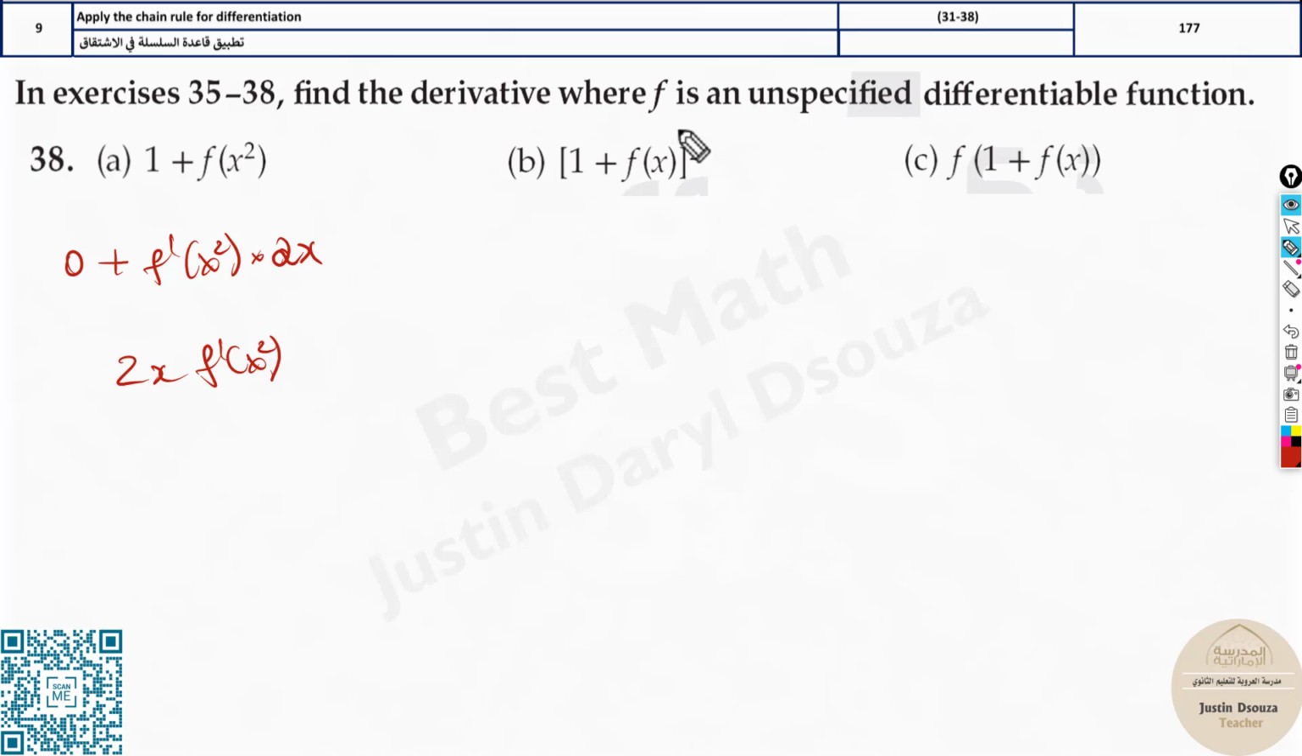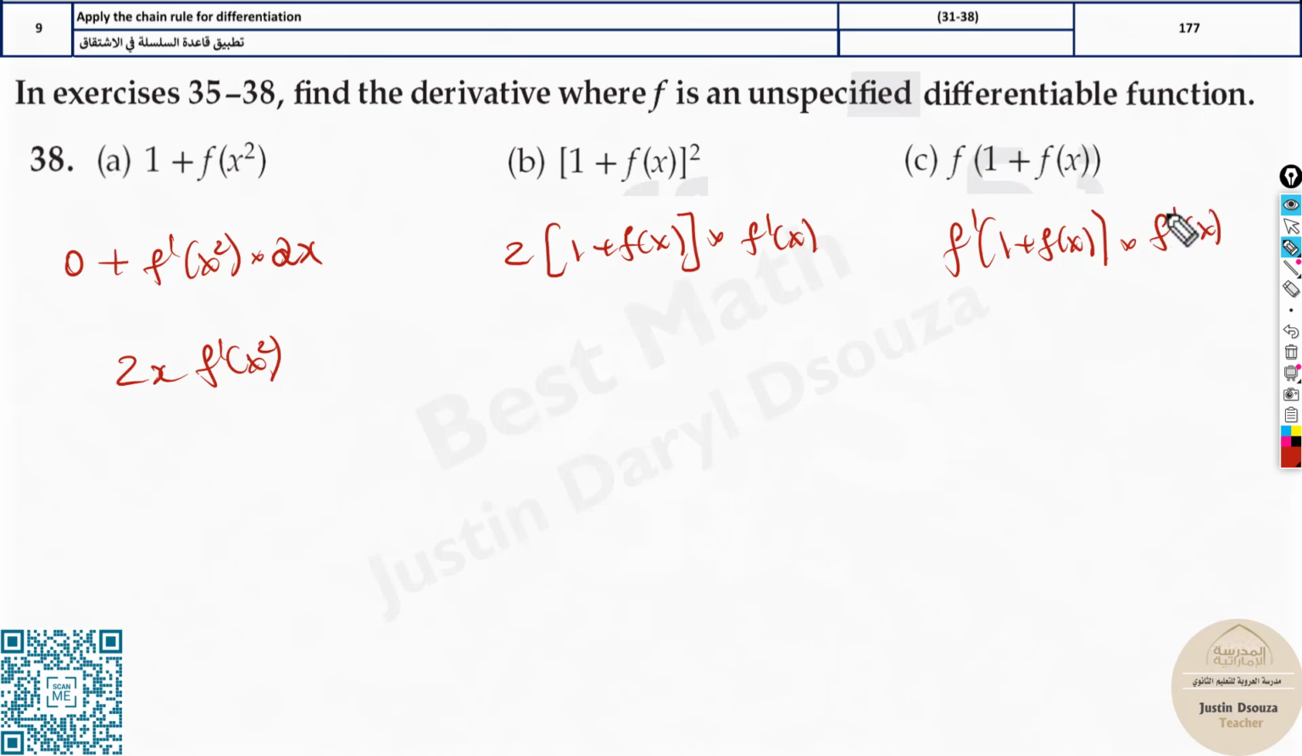What about this one? The square is outside, so it will be 2 times 1 plus f of x. Now I derive whatever is inside. 1 is 0, but this one over here will become f prime of x. That's it. Now here it is f prime of 1 plus f of x. Then again, derivation of inside, this will be 0, and we have f prime of x. So that's the answers.